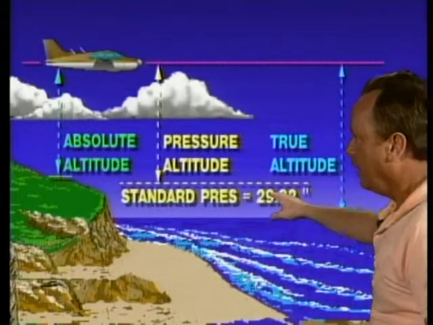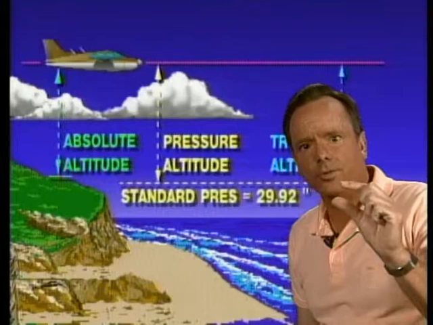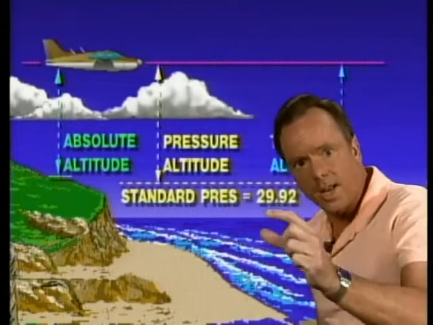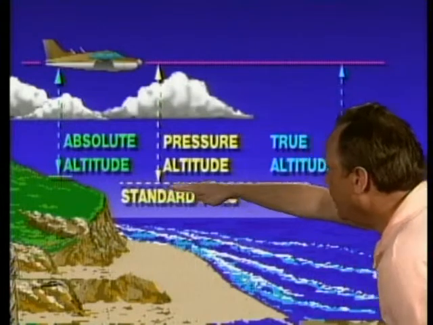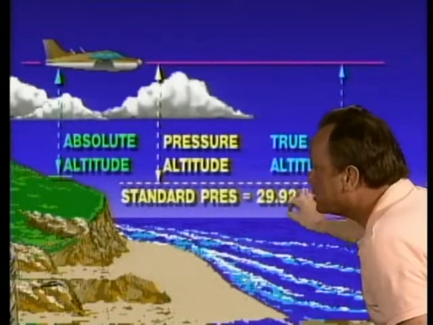Pressure altitude is what you get when you put 29.92 in the little setting window of your altimeter. It's the indicated altitude when the barometric pressure scale, the setting scale, is set to 29.92, and it tells you how far you are above sea level at standard pressure.